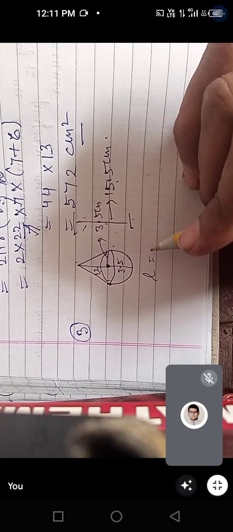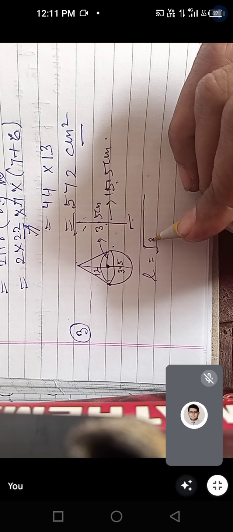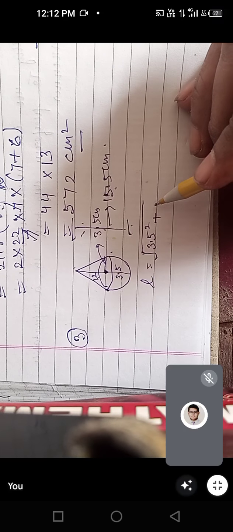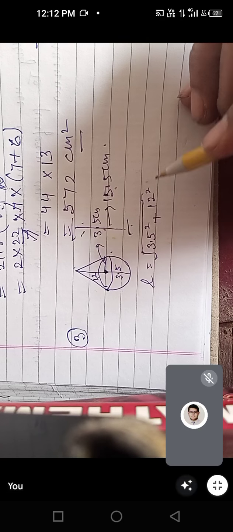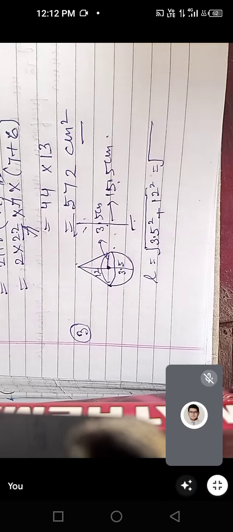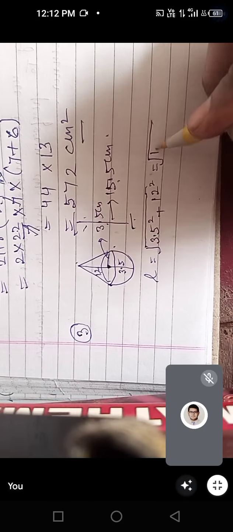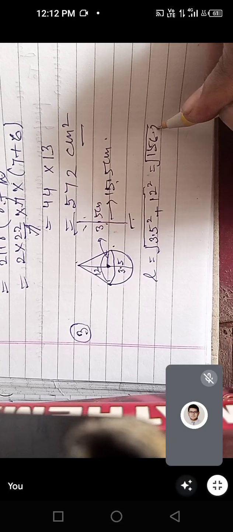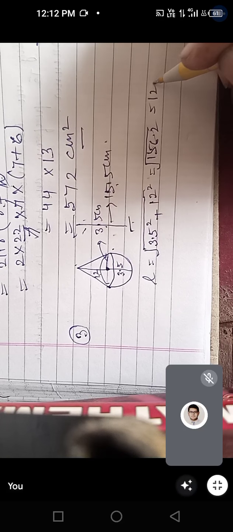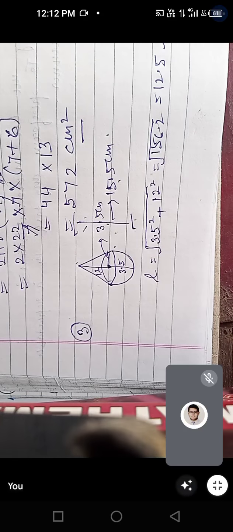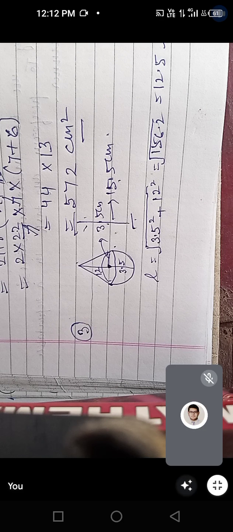So l is equal to square root of 3.5 square plus 12 square. That is going to give you square root of 156.25, and its square root is 12.5. So the slant height comes to be 12.5 centimeters, right?